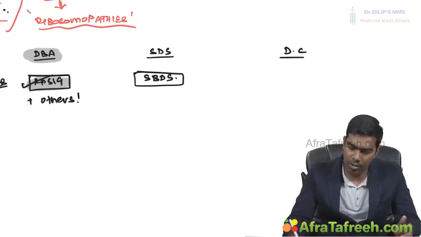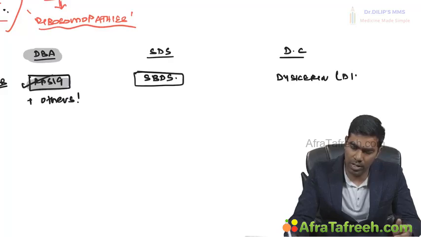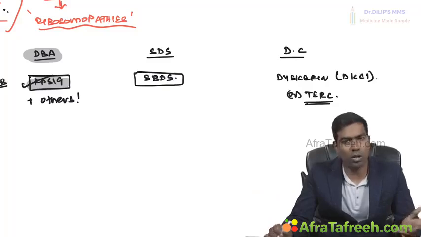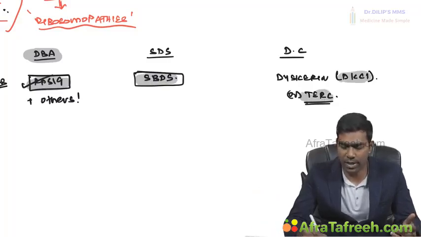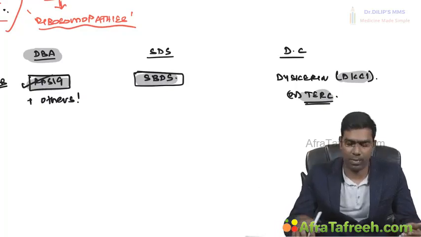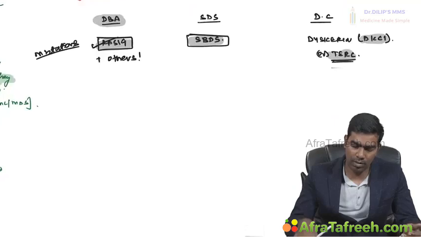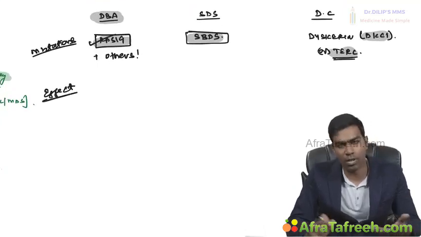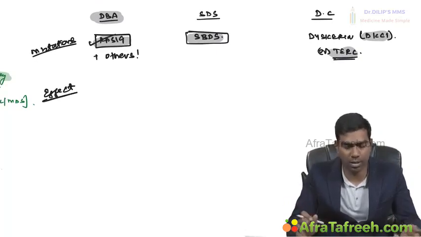Then for dyskeratosis congenita, you have something called dyskerin mutation, which is given by a gene called DKC1, or you can also get something called the TERC gene that is related to telomeres. So TERC gene or DKC1, dyskerin gene. So these are the two genes that you have to remember, and SBDS gene for Shwachman-Diamond syndrome. So what is the effect? Effect of these mutations must be on the ribosomes. Already I told you all these three things are ribosomopathies.